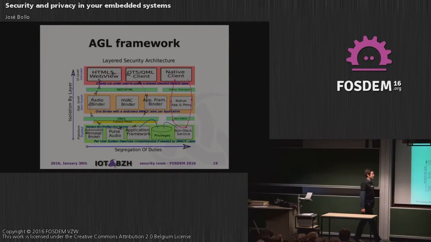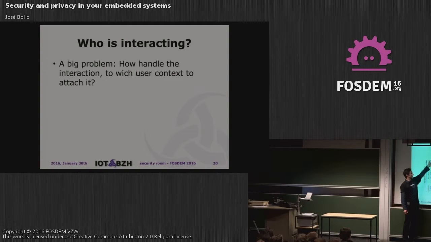In the IGL framework, we have here, for example, an HTML view that is accessing all the services through a binder and security. Here, the applications are restricted and managed using mandatory access control and SMAC. SMAC is really cool for doing that. So, we use it.